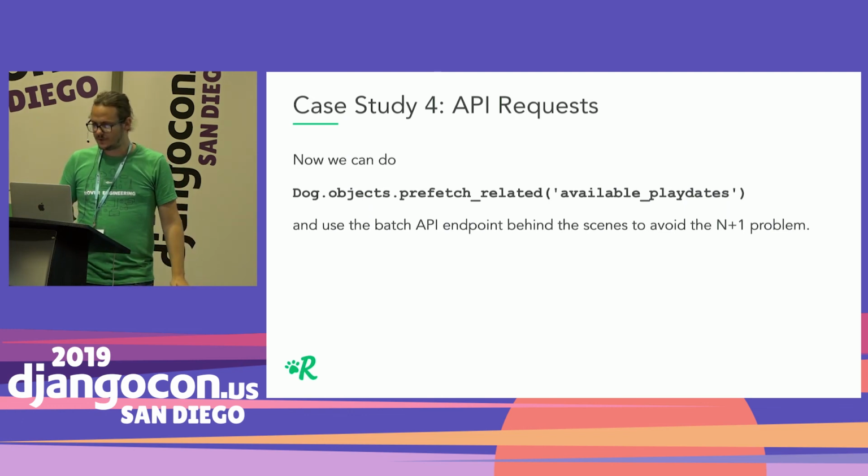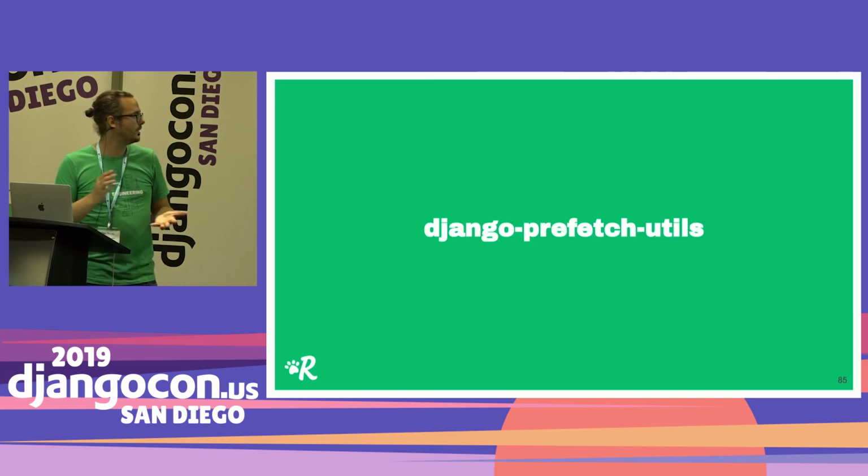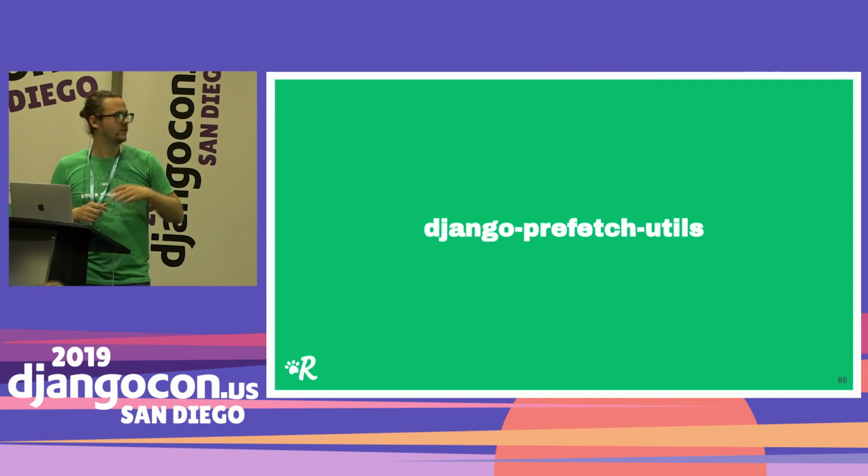So that was mostly what I wanted to go over today. This week I'm going to be working on getting some of the boilerplate code that you need to write to create your own custom prefetchers into a third-party package called Django Prefetch Utils. I'll be working on that this week and at the sprints, and I'll be around if you're interested in data fetching or prefetch related, anything like that. I'm happy to talk on that.